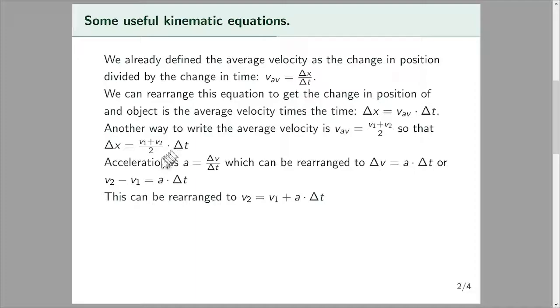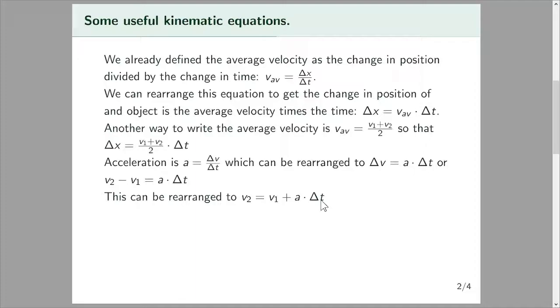So now we can look at the acceleration. Hold this one in your head a little bit, and we can talk about the acceleration. The acceleration is the change in velocity over the change in time. And just as we solved the average velocity in terms of position, we can solve the acceleration for the change in velocity. And so we can say the change in velocity is equal to the acceleration times the change in time, or v2 minus v1, that's the change in velocity, is equal to the acceleration times the change in time. And then we can say, well, v2 is just v1 plus the acceleration times the change in time.